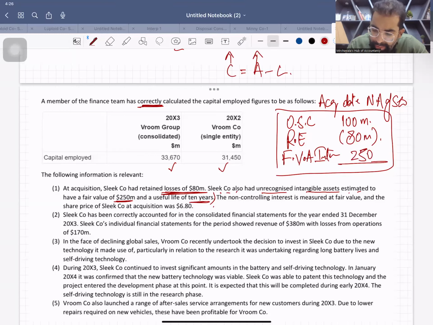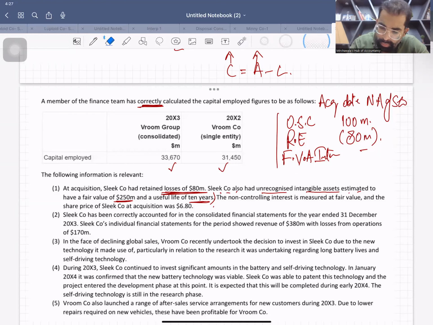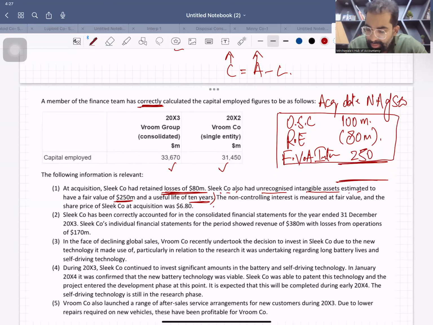Okay, so I have calculated the acquisition date net asset packet. I think it's 350 minus 80 is 270. Okay, acquisition date net asset packet has been calculated. 350 minus 80, it's 270, right?